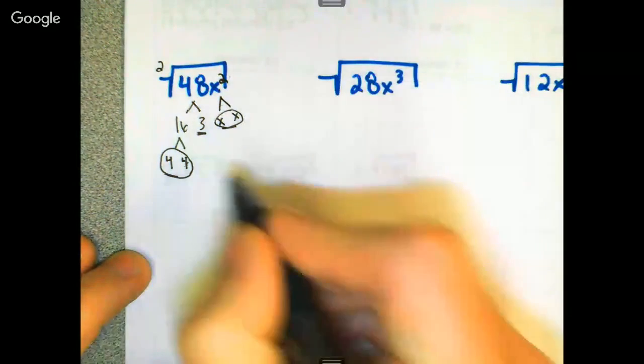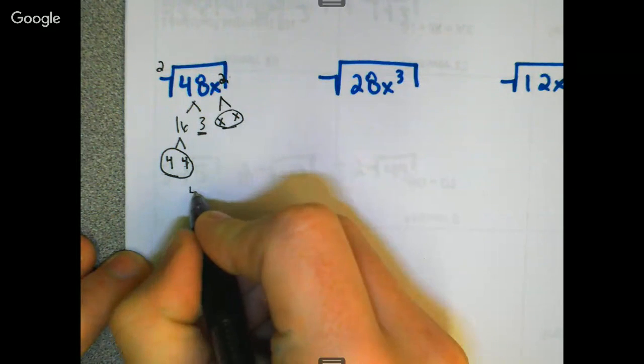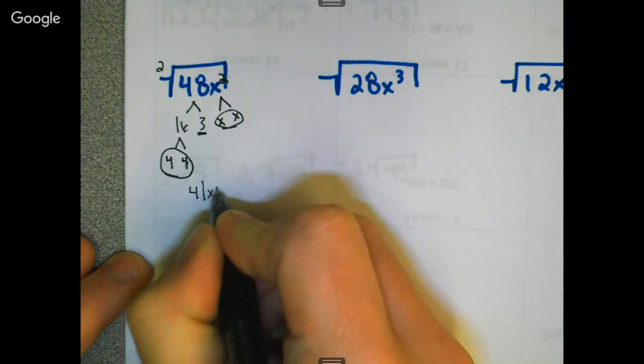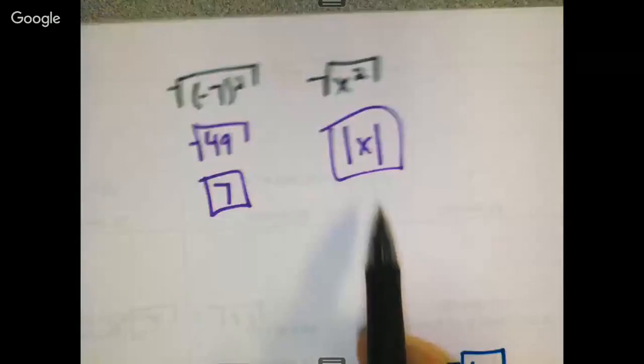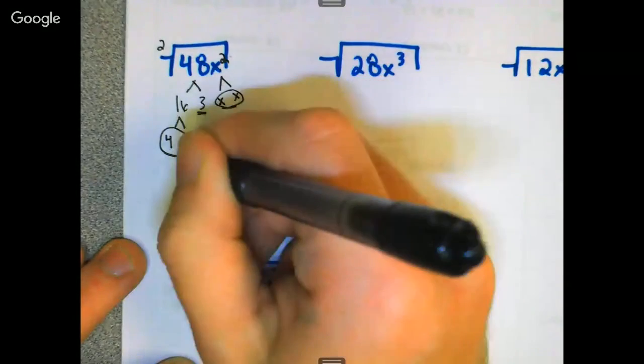Okay, so what's coming out front? My circled groups are coming out front. I have an absolute value of x, again, from this rule right here. And then underneath the radical still is a 3.